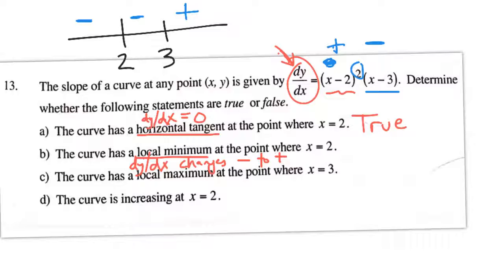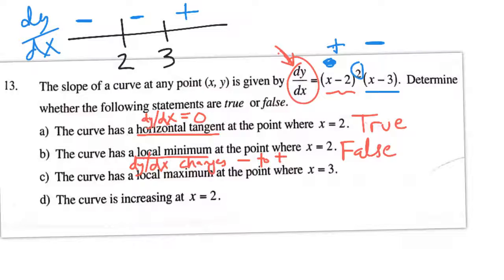So here's my sign chart. Tells me what the sign of my derivative is. And do I have a local minimum at x equals 2? Nope, that's false. In fact, at x equals 2, I don't have a local minimum or local maximum.